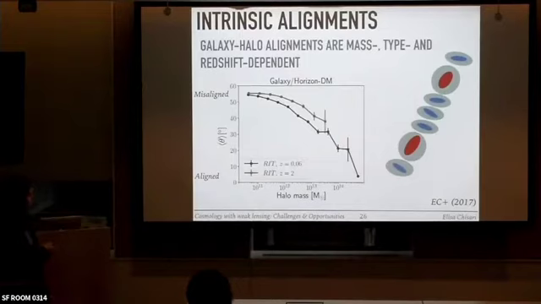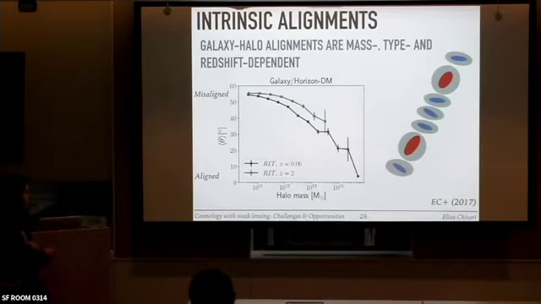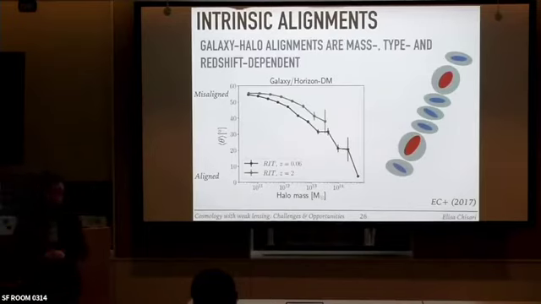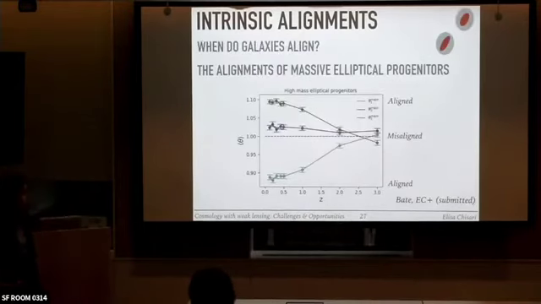Very little alignment at low mass, but if they live in very high mass halos, they have a lot of alignment. So this could be related to the merger history of the galaxy, and in fact there's evidence that the more mergers you've had in your history, the more aligned you become. And this of course also has some redshift evolution, so we'd have to model it differently at high or low redshift. Because we have a simulation, we can track the progenitors of the galaxies and ask the question of when these galaxies aligned.